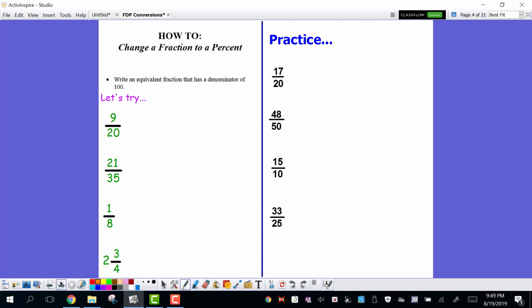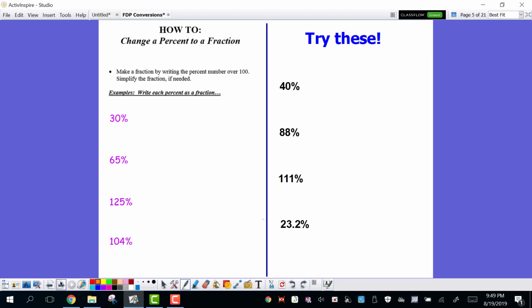Now we're going to convert a percent into a fraction. So this one is also very similar to the one we just did. So now we're going from percent to fraction, and you have to make the fraction by writing the percent number over 100. Again, guys, remember, percent is always out of 100. Whenever you see the word percent, always think out of 100.